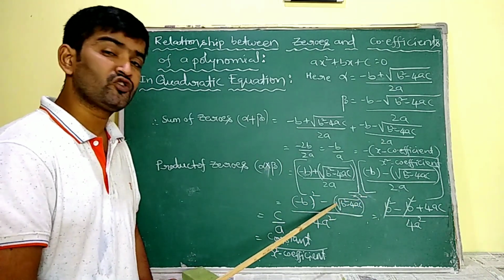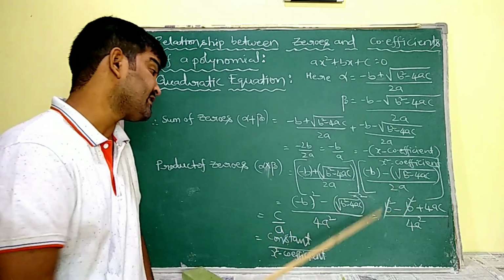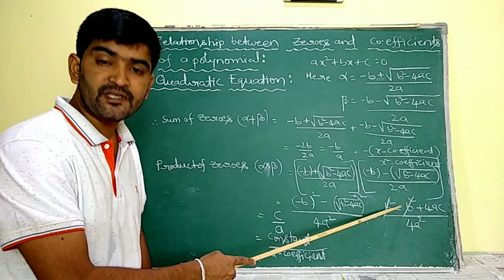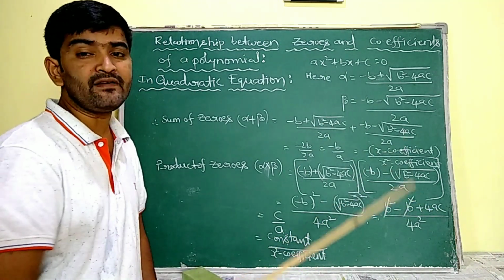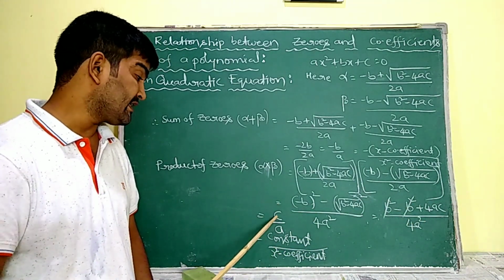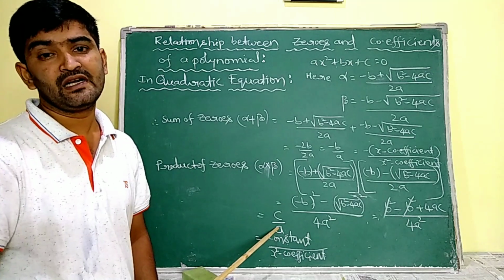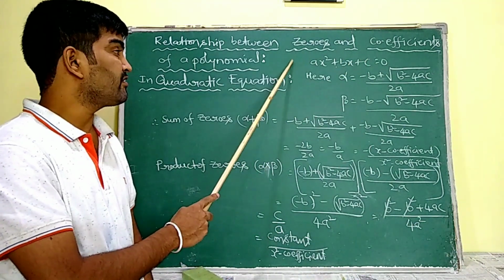This square and root are going to be cancelled now. Then minus b square minus of minus plus 4ac. Here plus b square and minus b square are going to be cancelled. By that we are going to obtain 4ac by 4a square. 4 and 4, 1a and 1a are going to be cancelled now. That is c by a is our result. This c by a means c is the constant and a is the x square coefficient.